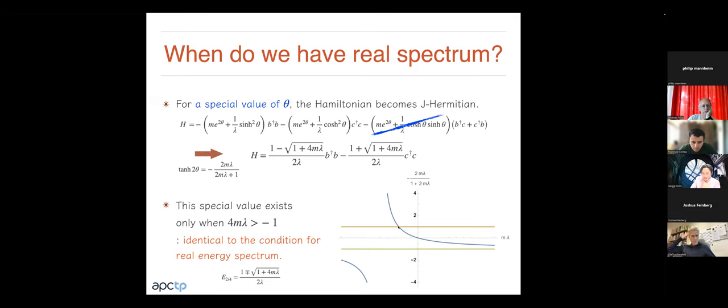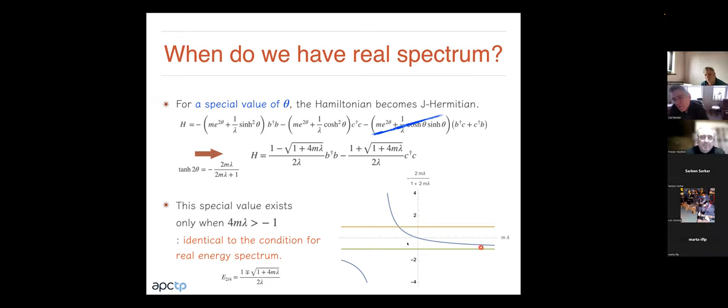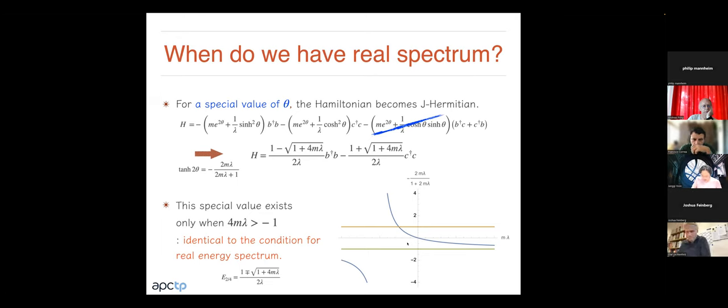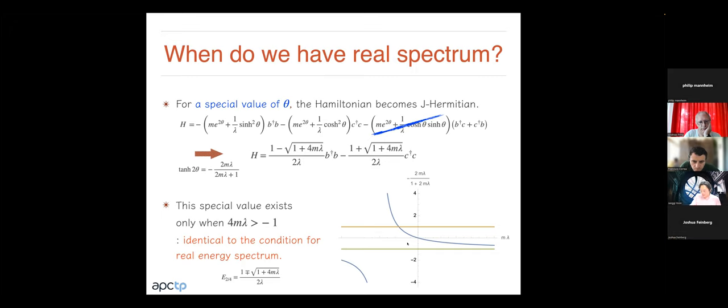So only in this range of 4mλ does this solution exist. This special value exists only when 4mλ is greater than minus one. This is exactly the same condition as for the real energy spectrum, as you see here. So that means, if there is a theta, which actually comes from the Bogoliubov transformation, or you can say if there exists a Bogoliubov transformation which makes the system look J Hermitian, then it has real energy. Otherwise, this system has complex energy.